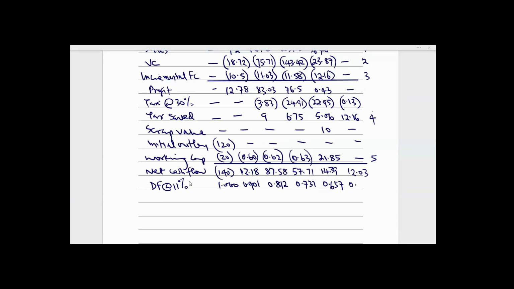Let me clean. 76.5 minus 24.91, okay, plus 6.75, okay, minus 0.63. That's 57.71. It is correct. It's 57.71. So correct, sir.